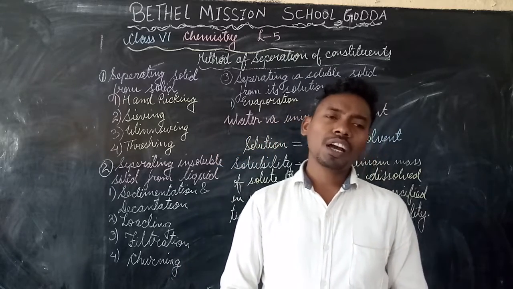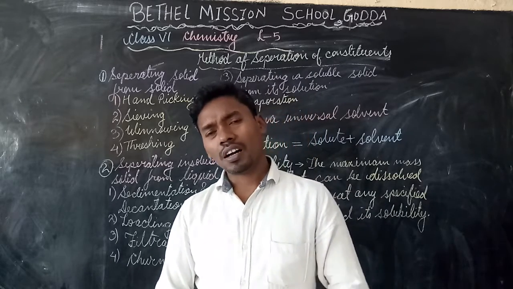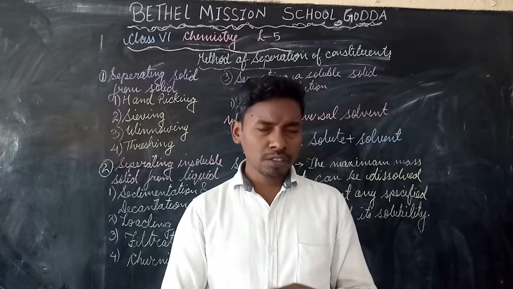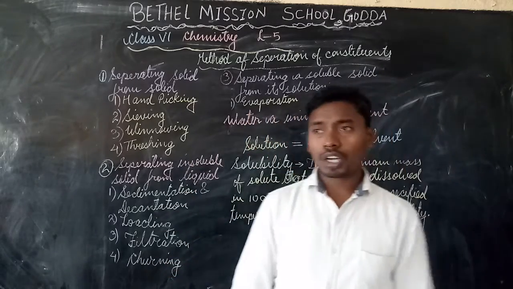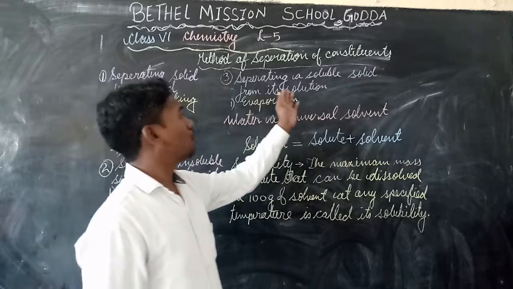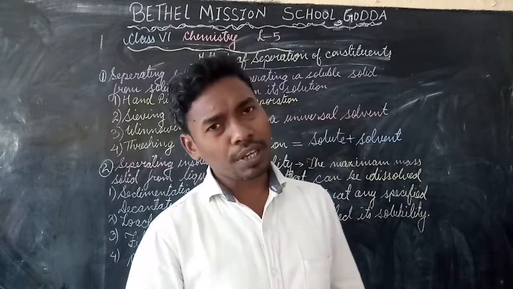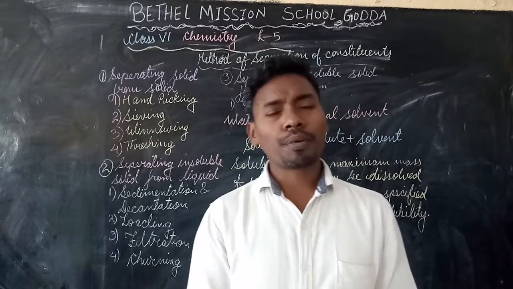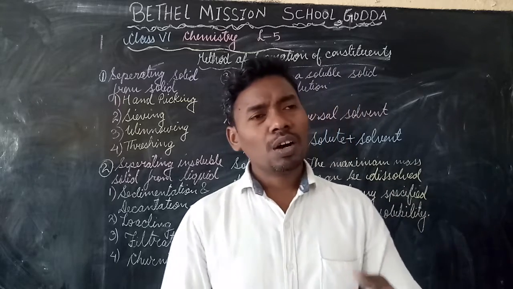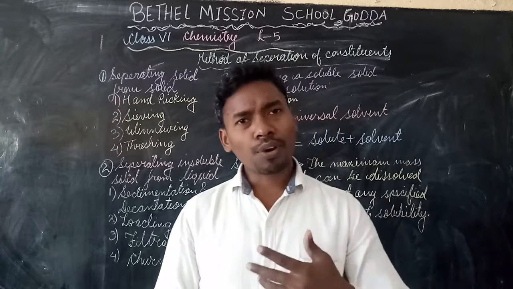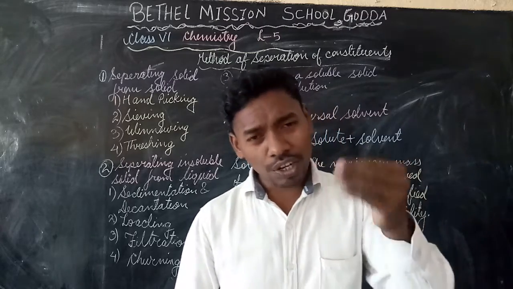So this churning is also a very good process for obtaining insoluble solid particles from the liquid. Now the third process is separation of a soluble solid from its solution. So if a solid has to be separated from a liquid, then what can we do? The only thing is that we evaporate the liquid, and the solid which has been dissolved remains there.